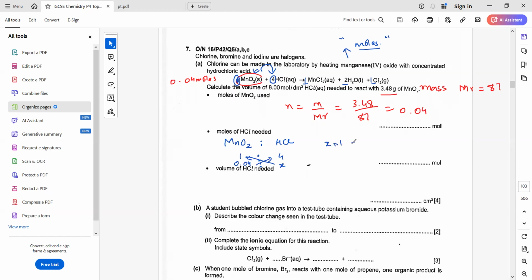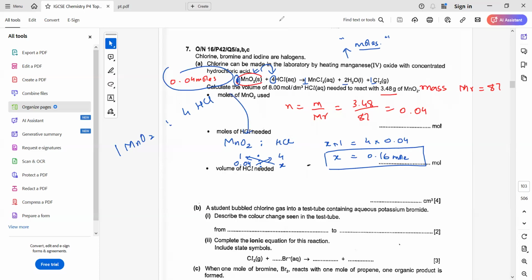That would be X times 1 equals 4 times 0.04. That's X equals 4 times 0.04, that is 0.16 moles. So if you are good at maths, you can just figure this out, since there is one mole of MnO2 reacting with 4 moles of HCl. So you can directly multiply this. You don't have to go through it, but I was just explaining, in case.